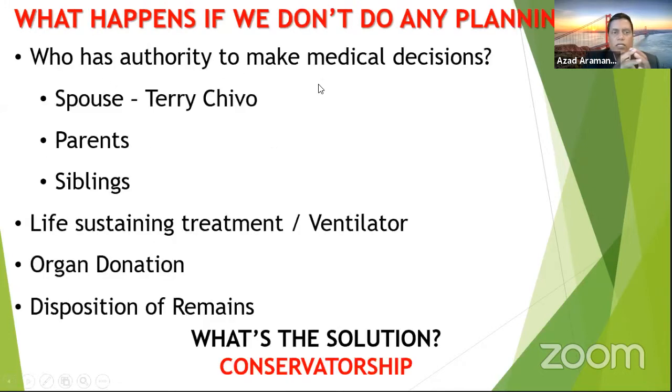Now, continuing, what happens if we don't do any planning? Who has the authority to make medical decisions? Is it our spouse? Is it our parents? Is it siblings? Depending on what age we are, right? I don't know how many of us can recall a person by the name Terri Schiavo. She was on a ventilator for multiple months, or actually more than a couple of years, I think. She was totally bedridden, basically a vegetable, on life support with a ventilator.